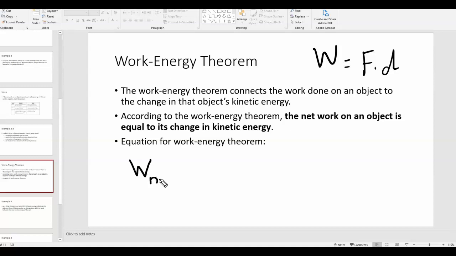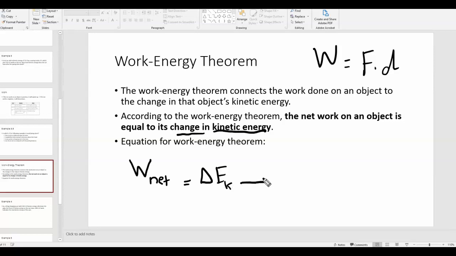But basically, what the work-energy theorem says is that the net work on an object is equal to the change in kinetic energy. Now, the way we do change in is with the delta sign, right? Change in kinetic energy, and we know kinetic energy is EK, and so I'm going to write that EK. Now, this equation, the way it's written, doesn't really help us because, okay, that means changing kinetic energy, but we need to be able to solve problems with this.